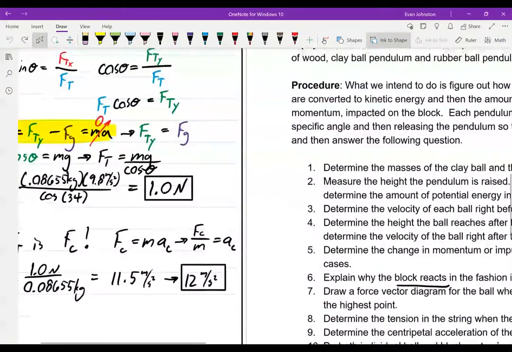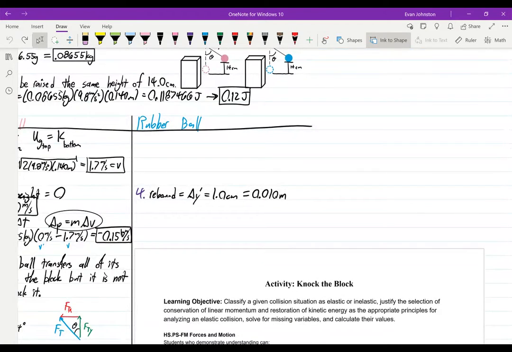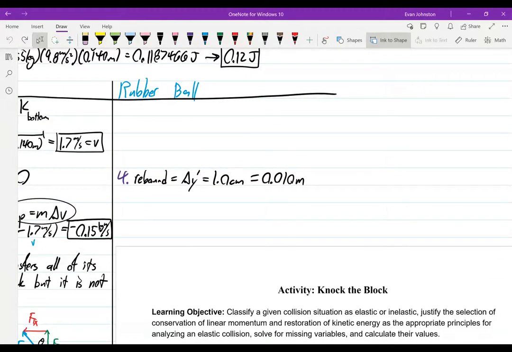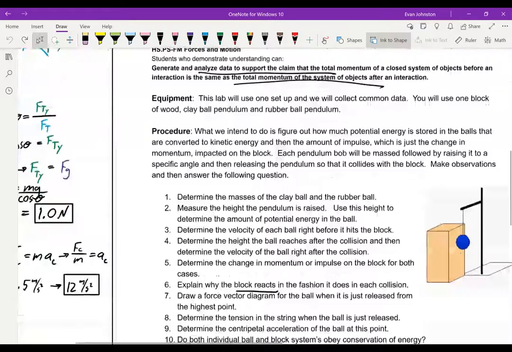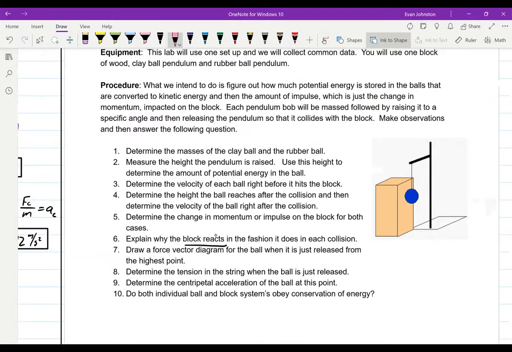Now, with this done for the clay ball, I need you to do the same exact steps for the rubber ball, knowing that the rebound height was 1 centimeter, pretty much exactly, which is pretty awesome. And I want to give a little hint for part 6 here, for why the block acts in the fashion it does. You have to keep in mind that when the rubber ball hits, it actually bounces backwards. And so if you called its original direction right before it hits positive, this rebound direction would be negative. So it'll end up having a negative momentum. So keep that in mind.